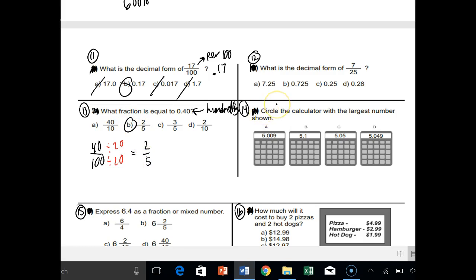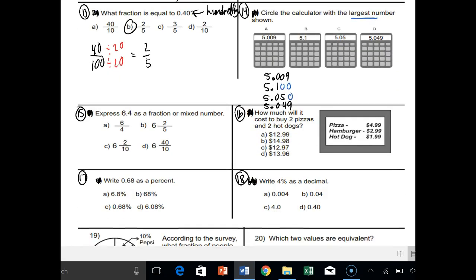When you're doing number 14, let's make sure you stack your decimals. 0.009, 5.1, 5.05, and 5.049. And now fill in all your empty spaces with 0, and now you're just going to pick the biggest number out of there. So you can read that as 5,009, 5,100, 5,050, 5,049. You want the largest number, right? That's a good way. You will see a problem definitely like that on your test.